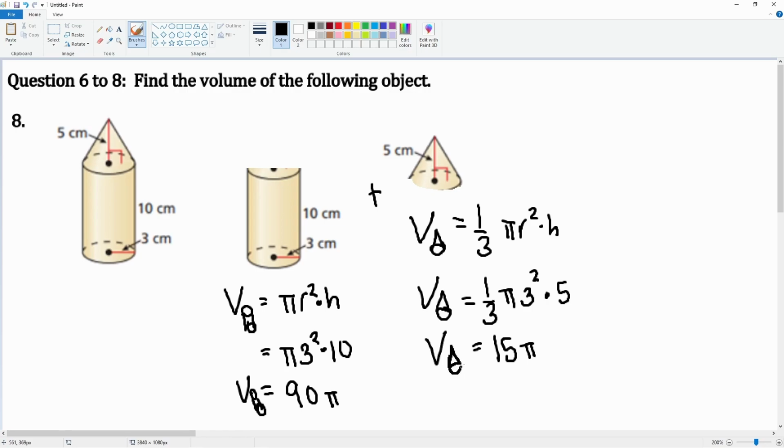Okay. So this was 90 pi, and this is 15 pi. So together, the total volume would be 90 pi plus 15 pi. And that is 105 pi.